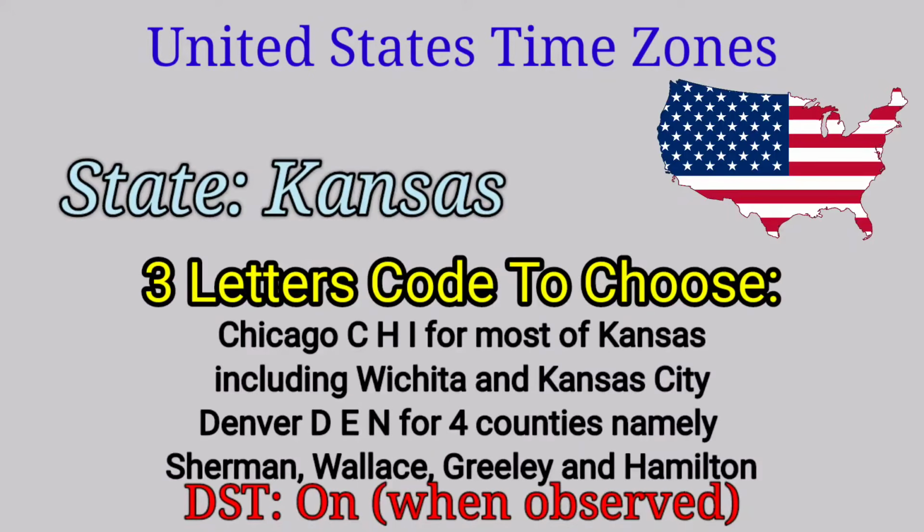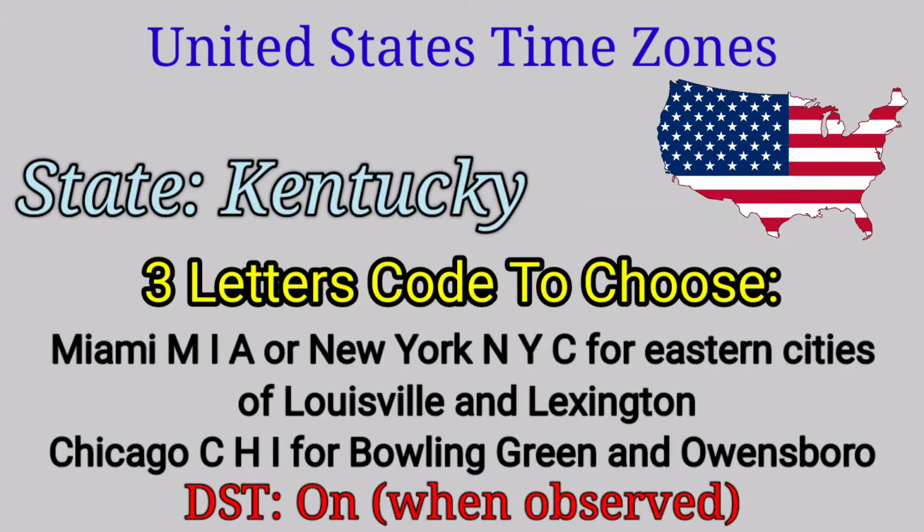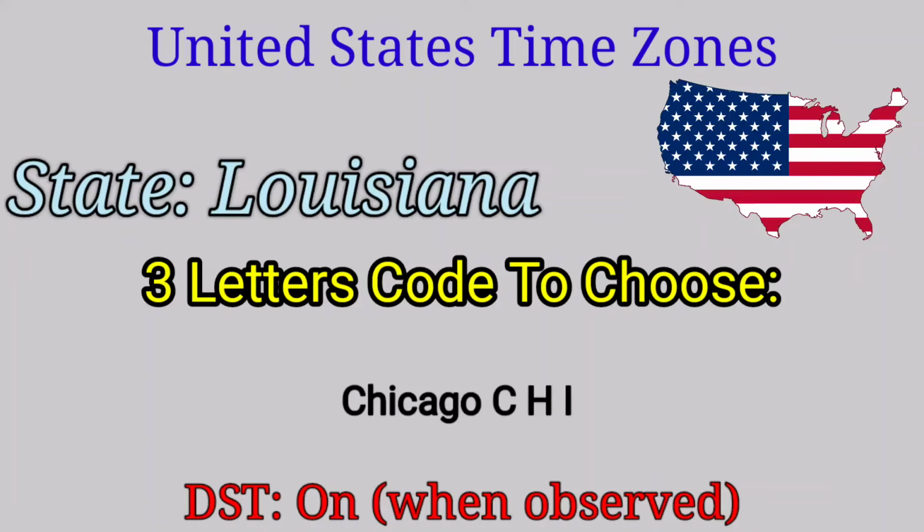For Kansas, you need to choose between city code Chicago and Denver. Chicago CHI for most of Kansas including Wichita and Kansas City, and Denver DEN for 4 counties namely Sherman, Wallace, Greeley and Hamilton. For Kentucky, use Miami MIA or New York NYC for eastern cities of Louisville and Lexington, and use Chicago CHI for Bowling Green and Owensboro. Louisiana uses Chicago CHI city code.